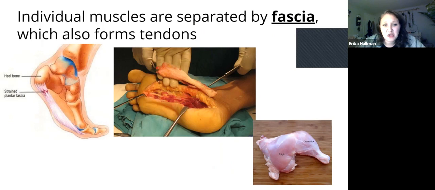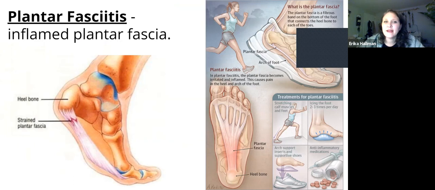And I do apologize, that picture is a little graphic, but that's actually the plantar fascia being removed from a foot. In the bottom right-hand corner of the screen, you can also see fascia on like a chicken wing. When you eat chicken, you have to separate the chunks of the fibrous skeletal muscle, and they're separated by fascia. You might recognize the term plantar fascia from a really common condition called plantar fasciitis.